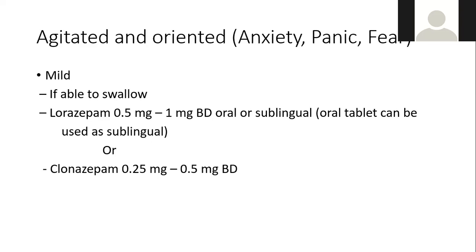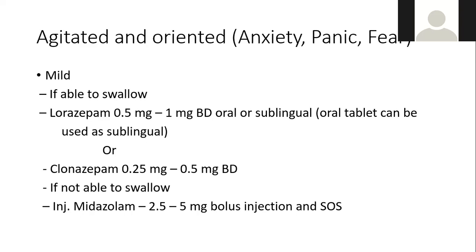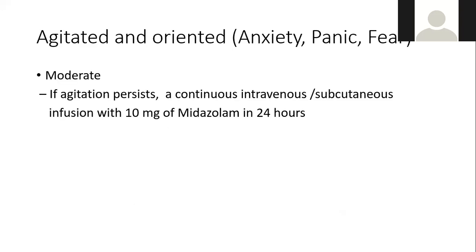0.25 milligram to 0.5 milligram twice a day. If not able to swallow, you could give injection midazolam, 2.5 to 5 milligram bolus injections, and SOS. So this is mild symptoms in an agitated and oriented person. In moderate symptoms, if the agitation persists, a continuous intravenous or subcutaneous infusion with 10 milligrams of midazolam in 24 hours can be started. You can keep on giving extra SOS doses of midazolam depending on the physique of the patient. And if you're not confident in giving 2.5 milligram SOS at a time, you could still give 1 milligram, 2 milligrams, 1.5 milligram as you deem right. So 10 milligram midazolam infusion in 24 hours can be started.